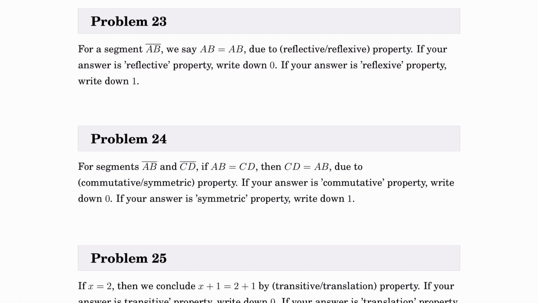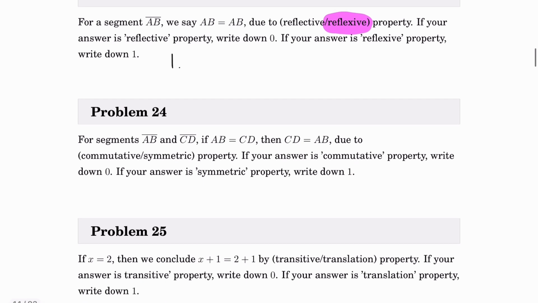All right, now check this out, problem number 23. For a segment AB, we say AB equals AB. It looks like it's looking at a mirror, and normally we call this the reflexive property. It's not the reflective property, it's going to be the reflexive property. I've seen some students saying reflective property, but you have to call this the reflexive property. So the answer becomes 1.